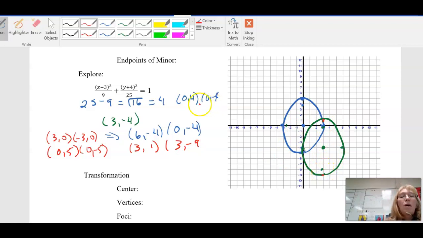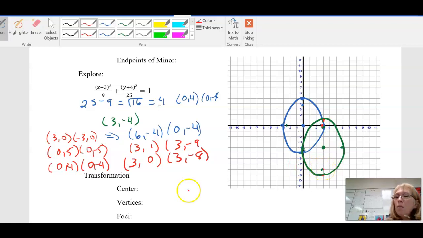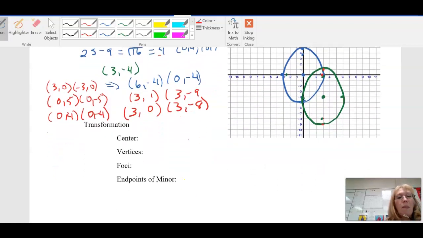Now we have to do our foci, and our foci were at 0, 4, and 0, negative 4. So our new point is going to be 3, 0, and 3, negative 8. All points match. Life is good.